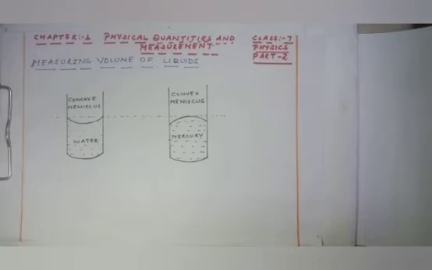Have you ever noticed that when you pour a liquid into a measuring cylinder, a curve is seen on the surface of the liquid? What is it called? Let us see what it is called.